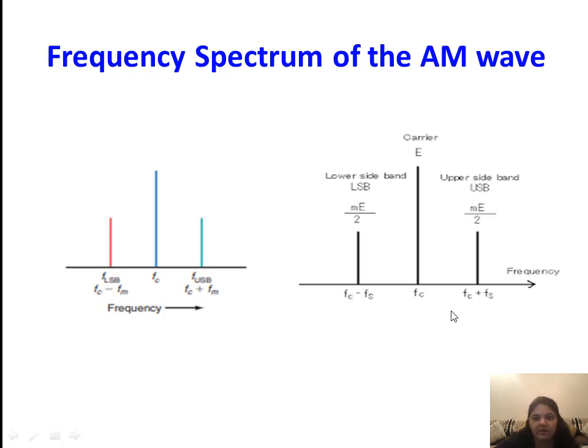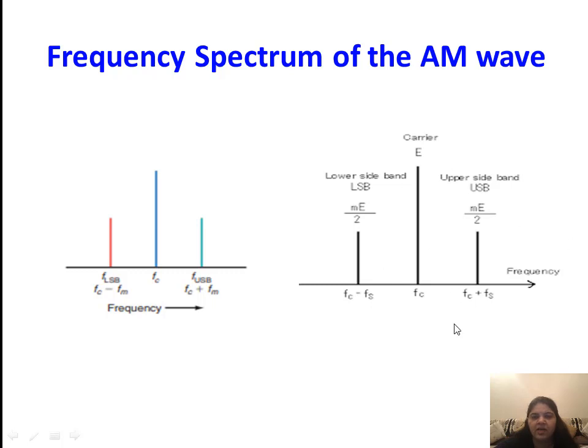The lower sideband has the amplitude mVc by 2, from our equation, and the upper sideband also has mVc by 2. So both sideband amplitudes are the same, and this is my carrier wave. So fc minus fm, fc plus fm. This kind of representation of the wave is known as the frequency spectrum of the AM wave, which consists of two sidebands plus one carrier.